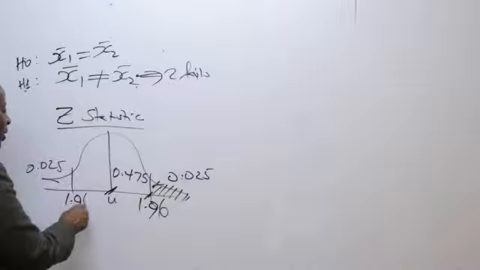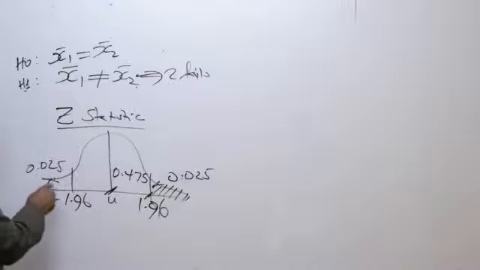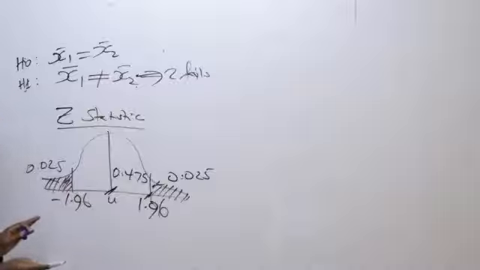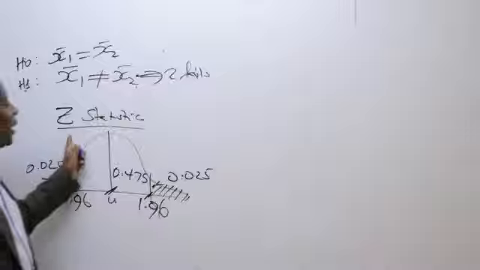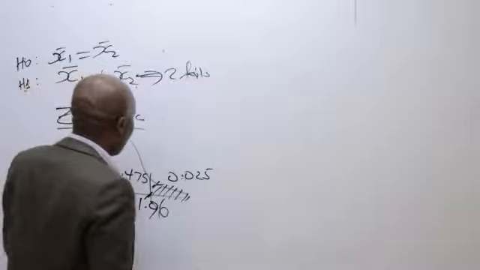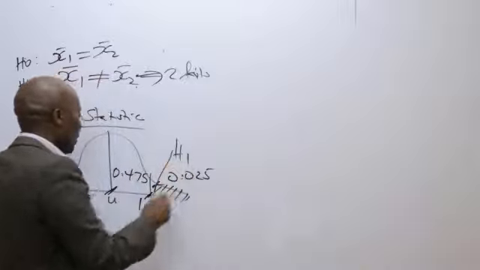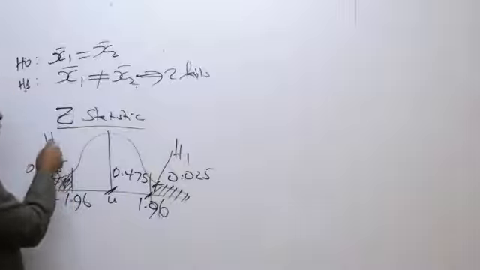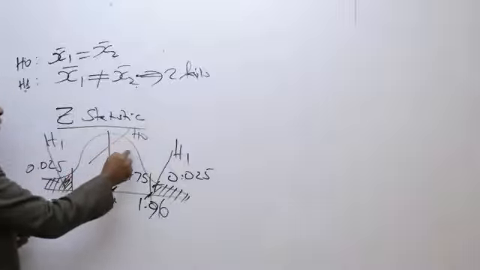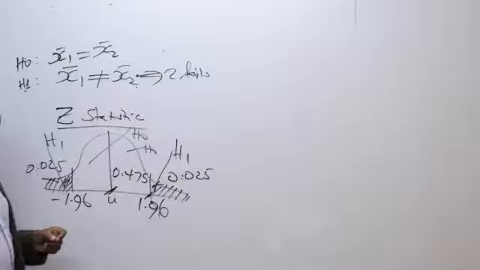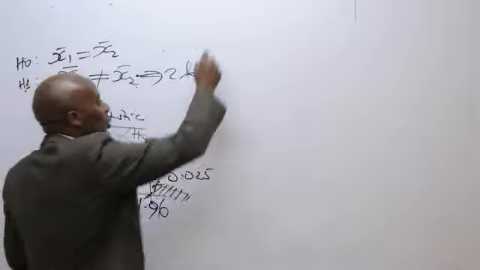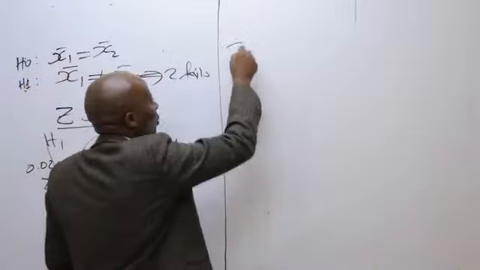So 1.96 negative there. So remember, the tails here must always be shaded, all of them. So ladies and gentlemen, after getting the Z statistic nicely, don't forget that this will be denoted as H1. The other one will also be denoted as H1. These two will be H0s, like that. So now we go to the last stage, which is the stage of Z calculated.